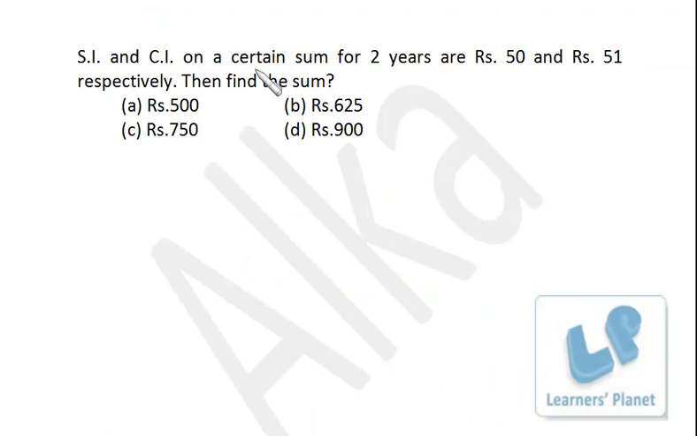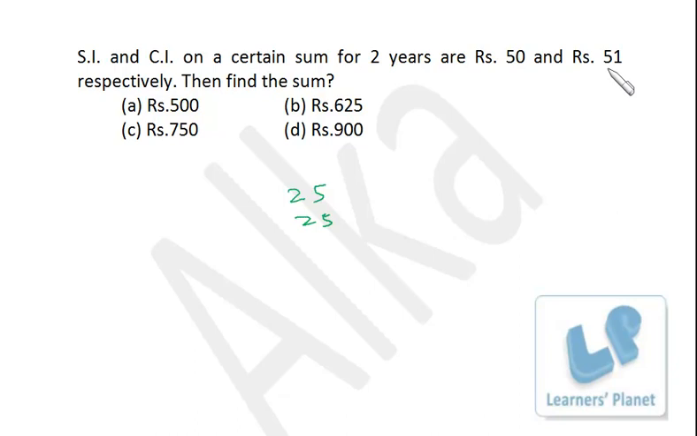SI and CI on a certain sum for 2 years are rupees 50 and 51 respectively. Find the sum. Okay, SI for 2 years is rupees 50. And as I've already told you, simple interest remains the same every year. That means for each year it is rupees 25. Okay, and compound interest is 1.